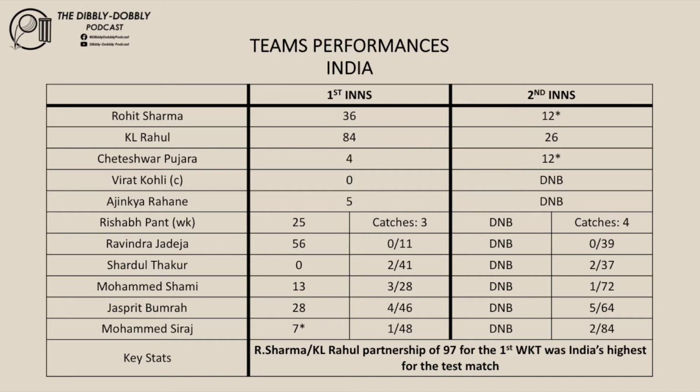Rohit Sharma, 36 and 12 not out. Rahul, 84 and 26. Pujara, 4 and 12 not out. Kohli, 0. Rahane, 5. Pant, 25. And Jadeja, 56. That's how India performed in this first test match with the bat.